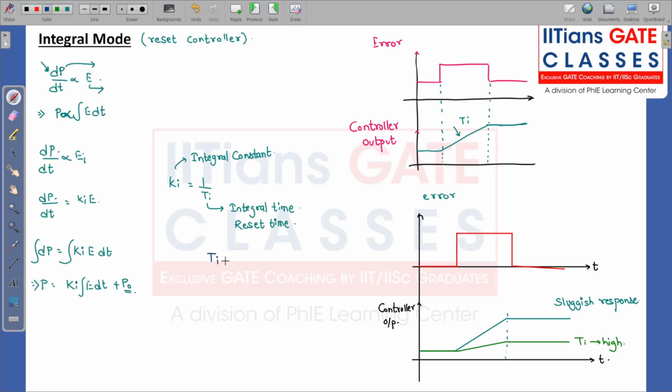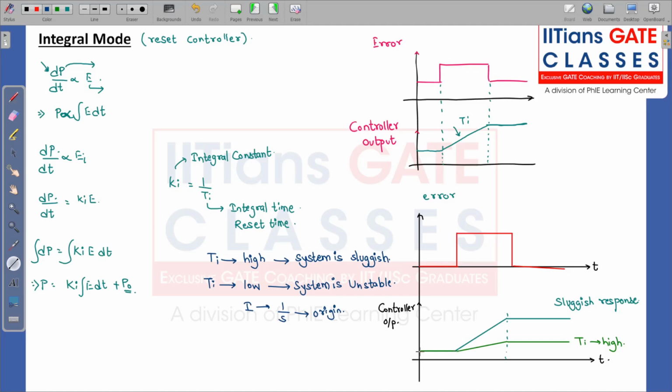So what happens if Ti is high? My system is sluggish. If Ti is low, system becomes unstable. Why? Because I controller is basically addition of pole at origin. And we know that when we add pole to the system, it shifts towards instability.